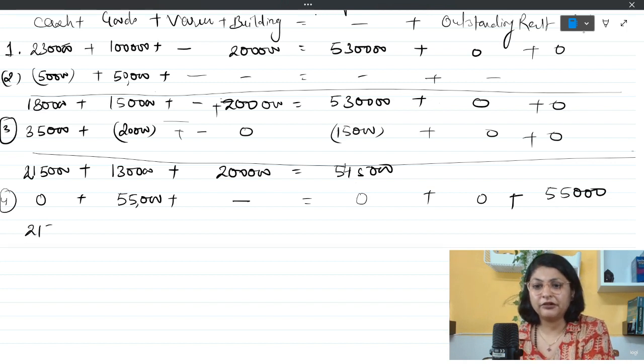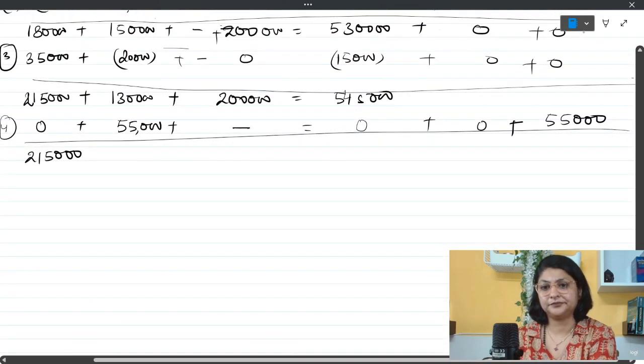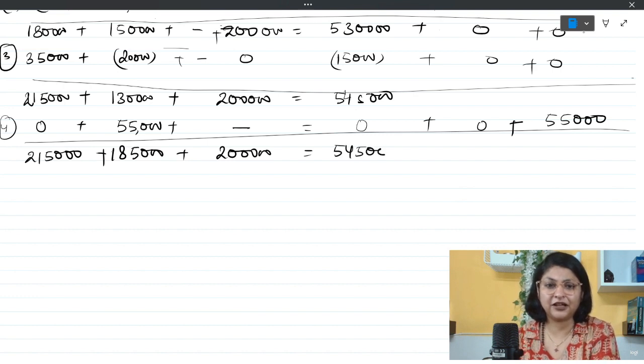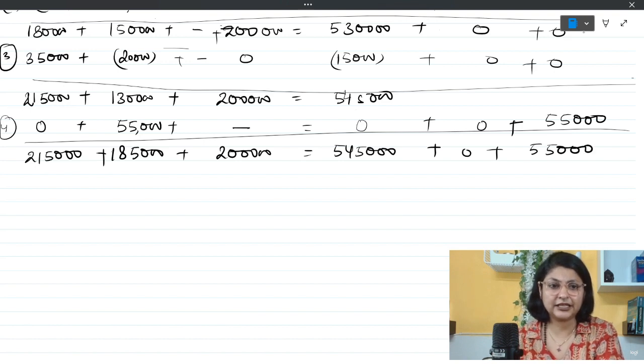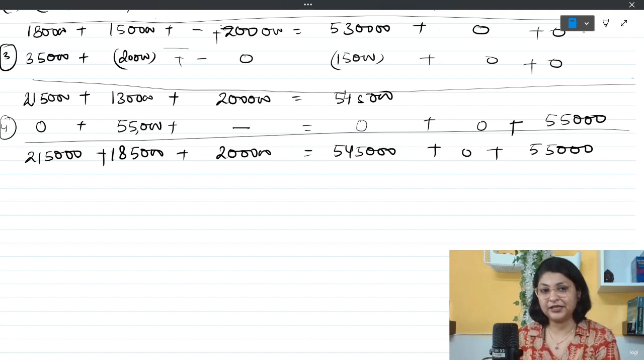So my new equation after this is 2,15,000 plus 1,30,000 plus 55,000, so 1,85,000 over here, plus 2 lakh rupees. And here it is 5,45,000 plus 0 plus 55,000. Each time I am just calculating so that I do not make any mistake. Yes, it is 6 lakh rupees and 6 lakh rupees.